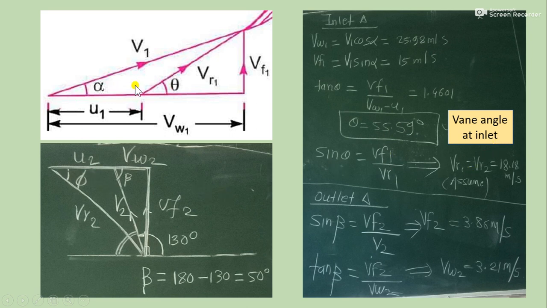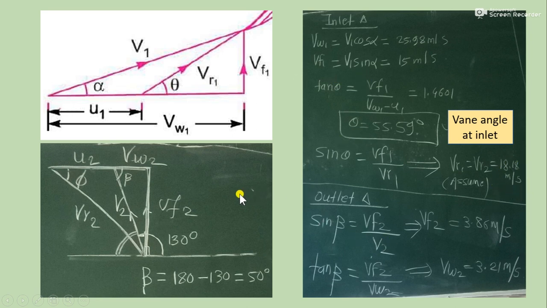Now taking the sine ratio, meaning opposite side Vf1 divided by hypotenuse, that is Vr1, we get Vr1. Here we make the assumption that the vane is smooth, meaning no friction. In that case Vr1 is equal to Vr2. So we get the Vr1 equal to Vr2 value in meter per second.